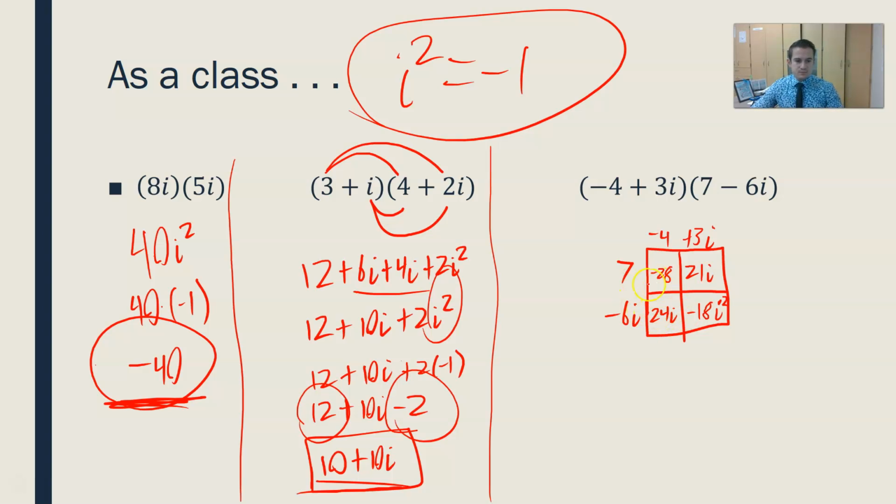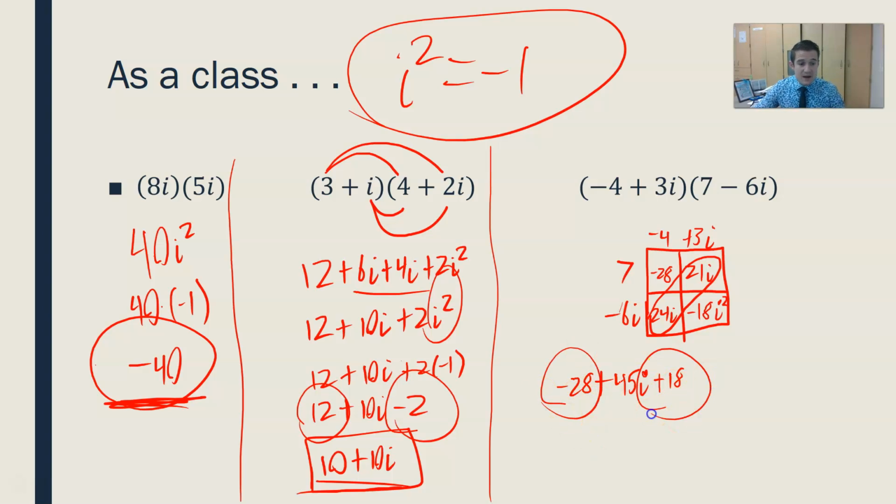Okay. So I'm going to have negative 28. If I combine these i's together, I get 24 plus 21 is positive 45i. Remember, when I'm adding the i's together, the exponent doesn't change. It just stays 45i. And the negative 18i squared is really negative 18 times negative 1, which is the same as positive 18. So I have negative 28 plus 45i plus 18.